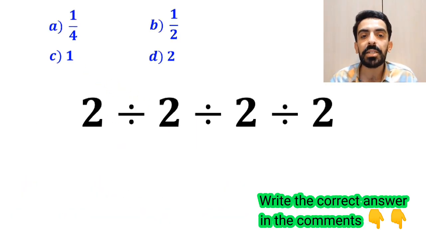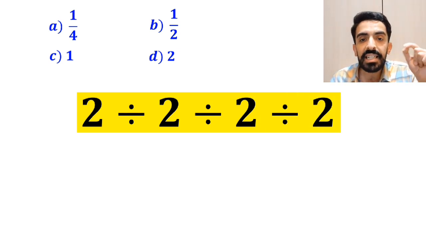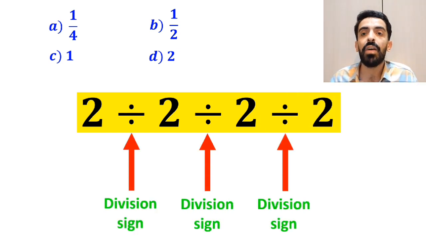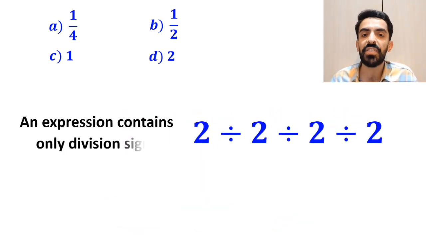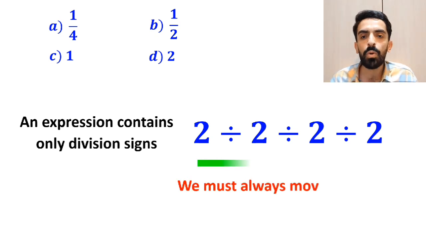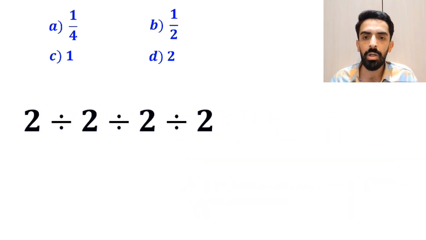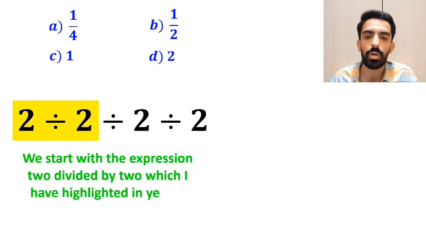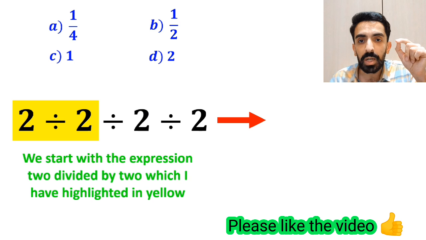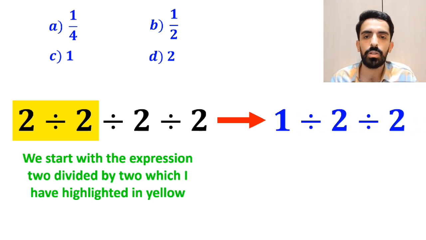Now let me walk you through step by step how to solve this problem in the right way. As you can see in the image, in this expression we have 3 division signs. It's very important to note that when an expression contains only division signs, we must always move from left to right and carry them out in order. So, first we start with the expression 2 divided by 2, which I have highlighted in yellow. Instead of this expression, we can write 1, so it becomes 1 divided by 2, then divided by 2.